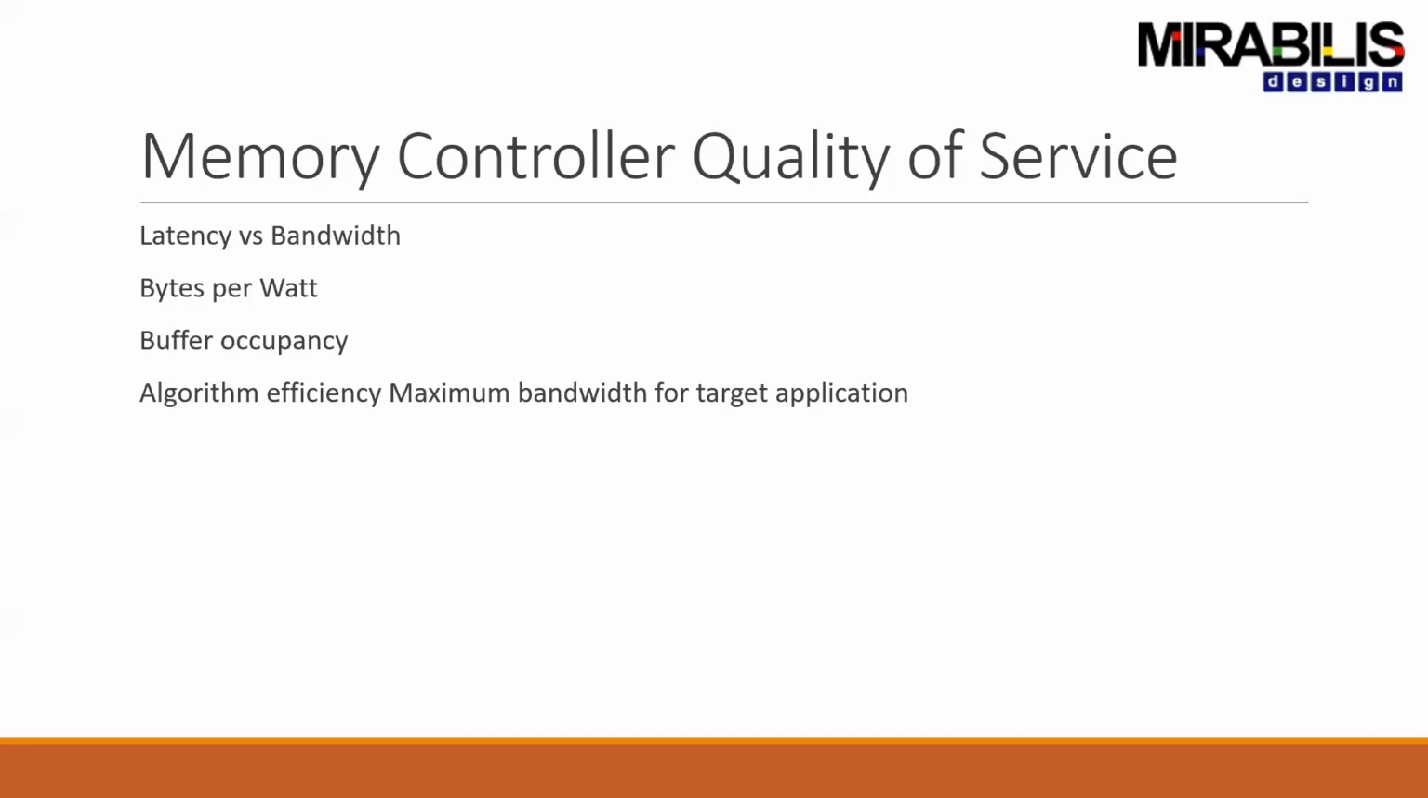Now, algorithm efficiency, so this is your scheduling algorithm in your memory controller, really determines the maximum bandwidth for your target application. So one size fits all never works. It's really about your application, the number of cores or number of accelerators, and how you handle the workload or the requests between these different masters. And that's where the algorithm or your scheduler comes into significant play. So these are the elements that really determine your memory performance, or what we call the quality of service.